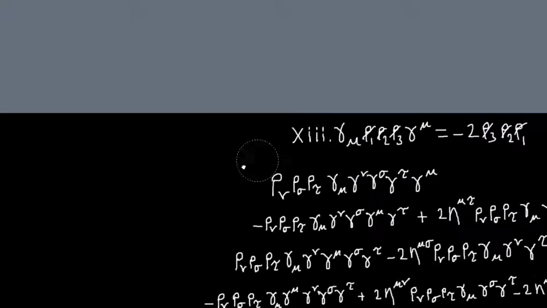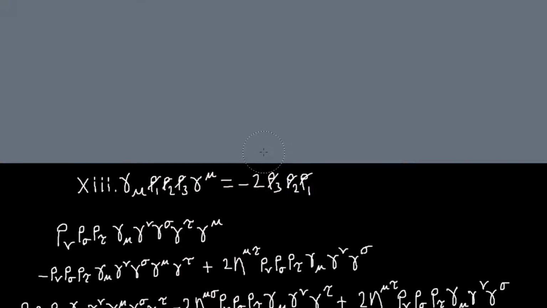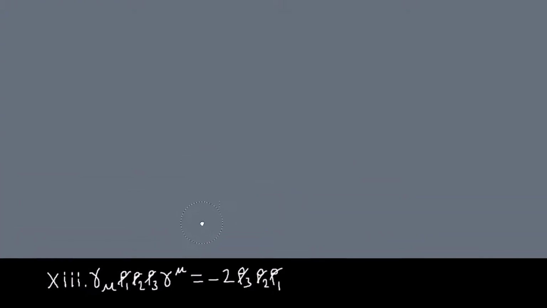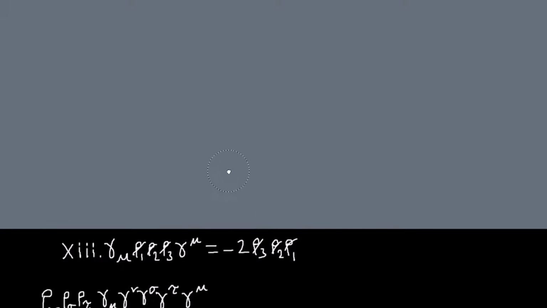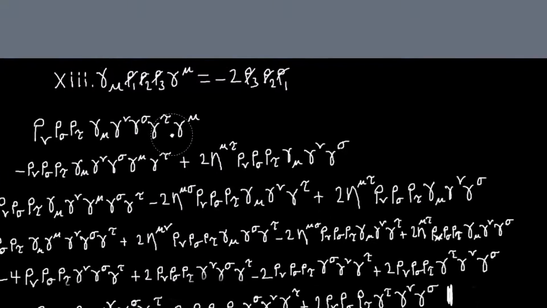And then I guess because Tong hates us, he wants us to do the same thing with 3 p crosses and show that this is minus 2 p3 cross, p2 cross, p1 cross. So this one's not very fun, honestly. You do the same thing that you just did with the other two problems. You just start anti-commuting this gamma mu across. You have to do it 3 times.